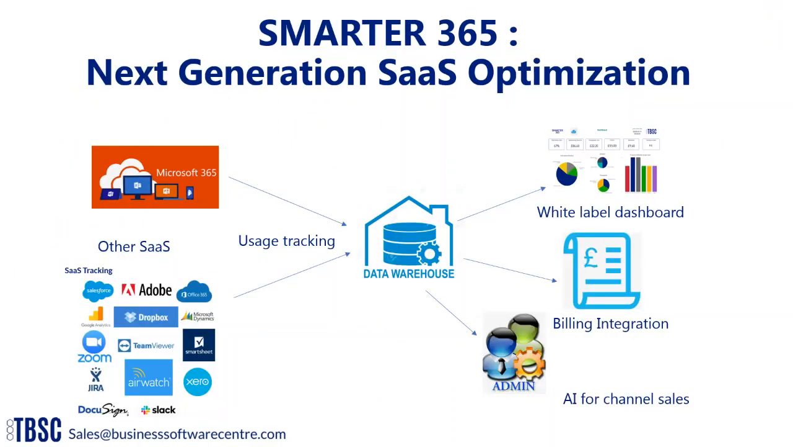So just how it works, we have a direct link into the Microsoft 365 tenancy. We draw data into our Azure data warehouse, and it is then displayed in a white label dashboard. So you've got the analysis of particular usage and trends. There's also some billing integration facilities and some automated intelligence for channel partners who are able to, in effect, help with the automation of some of the processes. We are adding in other SaaS products, and we've got connections into about 40 other SaaS technologies.